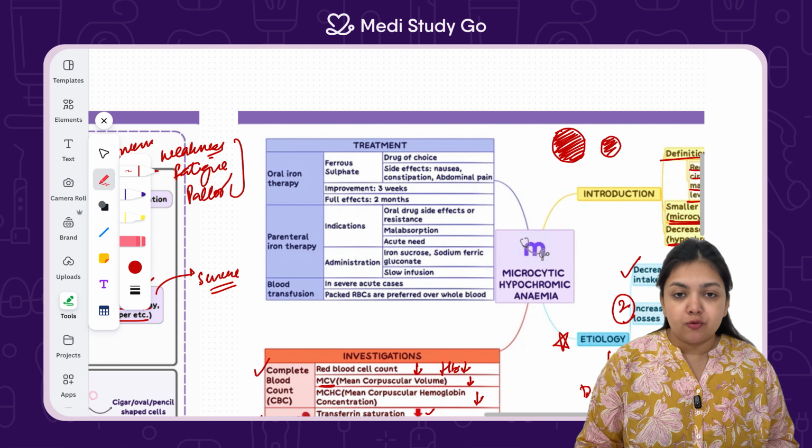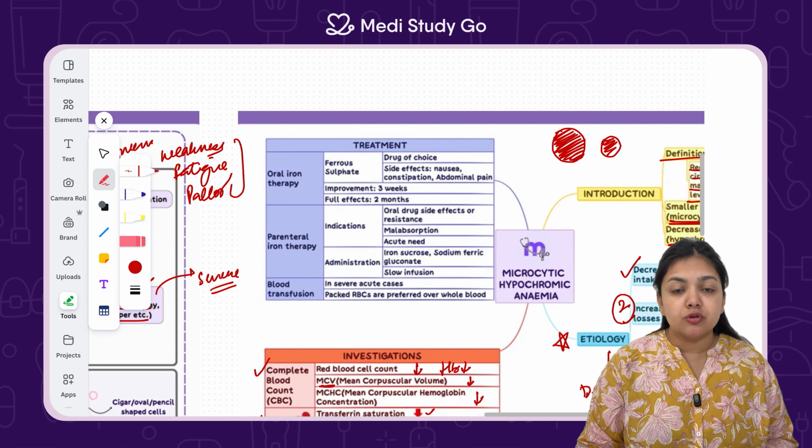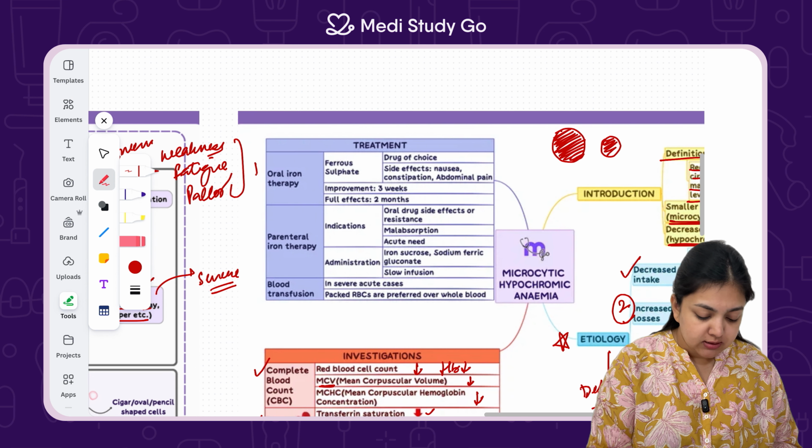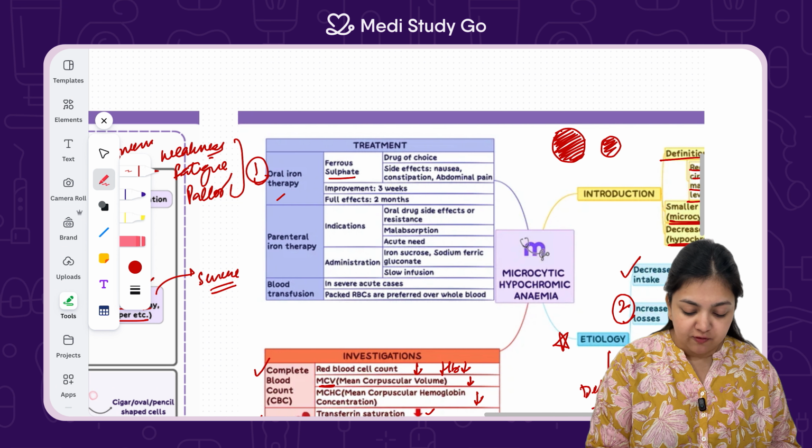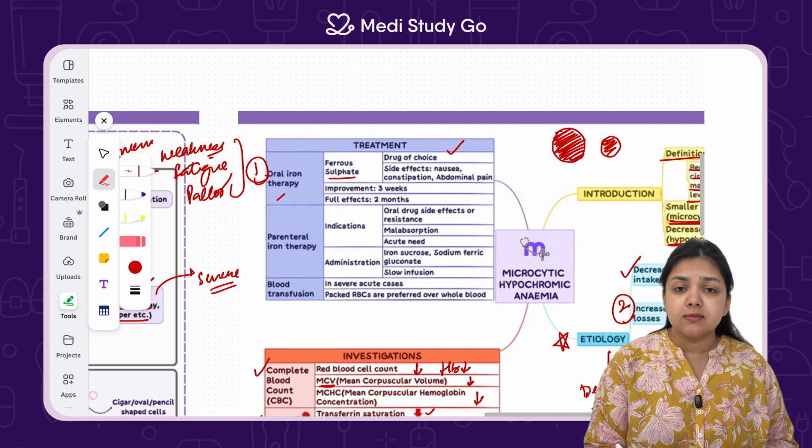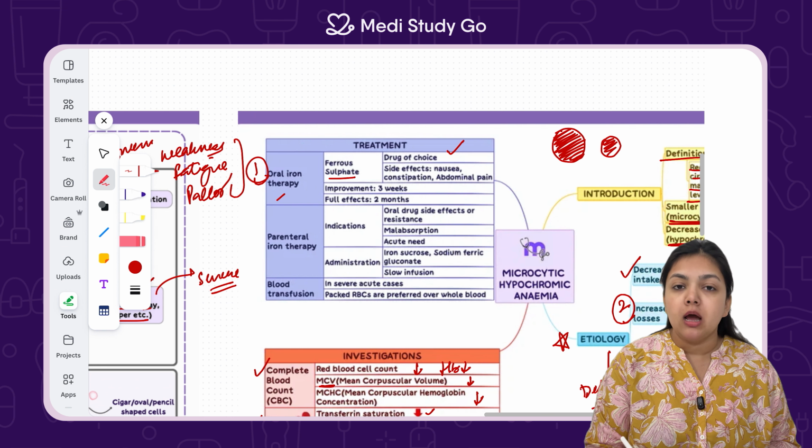And then you come towards the treatment of the anemia, which will be to restore the levels of the iron. So first is oral iron therapy, wherein ferrous sulfate can be given. It is the drug of choice with some side effects like nausea, constipation, or abdominal pain. There is improvement in 3 weeks, but it must be taken up to 2 months.